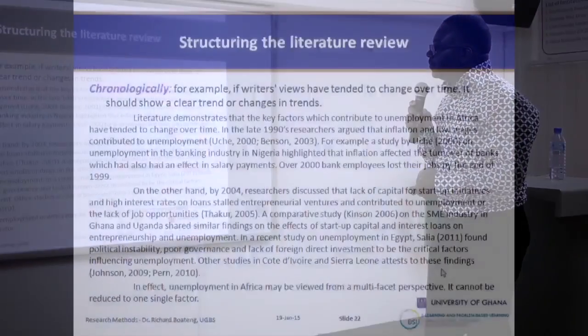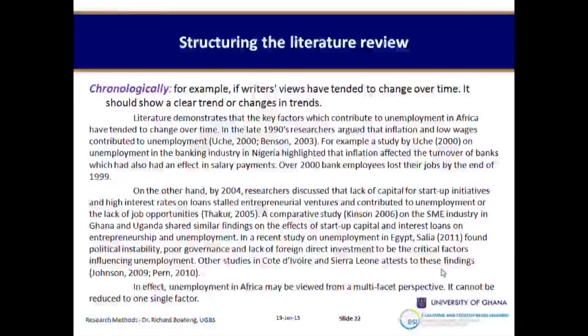Now let's look at this example. Literature demonstrates that the key factors which contribute to unemployment in Africa have tended to change over time. In the late 1990s, researchers argued that inflation and low wages contribute to unemployment, Uche 2000 and Benson 2003. Now, he has pointed this out, so he's going to do an illustration. He said that, for example, a study by Uche 2000 on unemployment in the banking industry in Nigeria highlighted that inflation affected turnover of banks, which also had an effect on salary payments. Over 2,000 bank workers lost their jobs by the end of 1999.